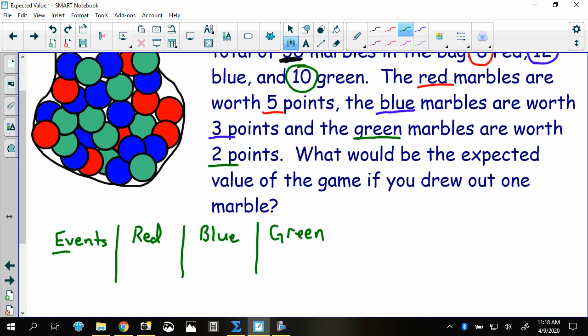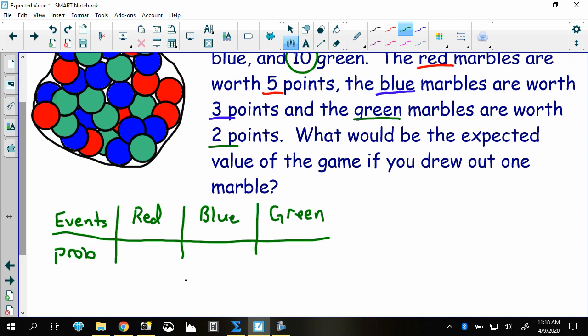Now, the probability of each of these events, well, there are, what did it say, 8 red in the bag, so that's 8 out of 30. There are 12 blue, so that's 12 out of 30. And there are 10 green, so that's 10 out of 30. And we don't have to reduce these at all because we're not looking at those values as our answers. We're just using those in our calculations.